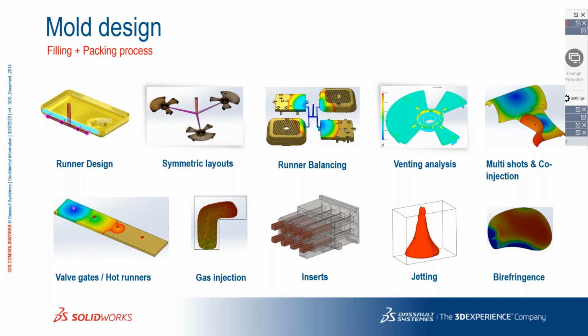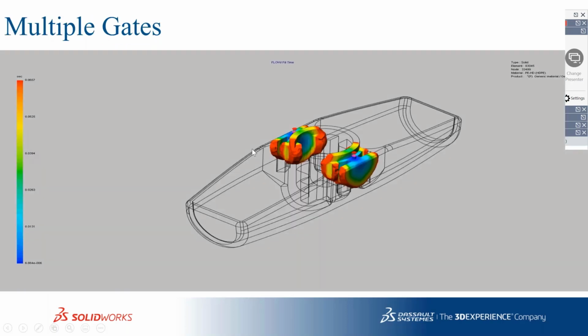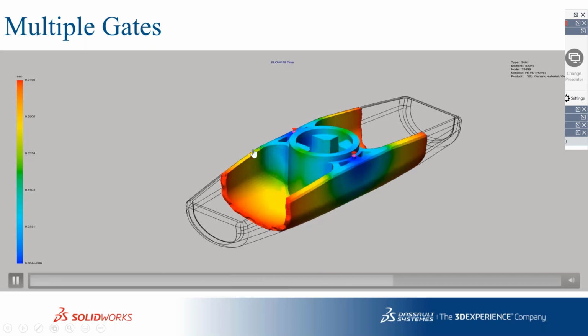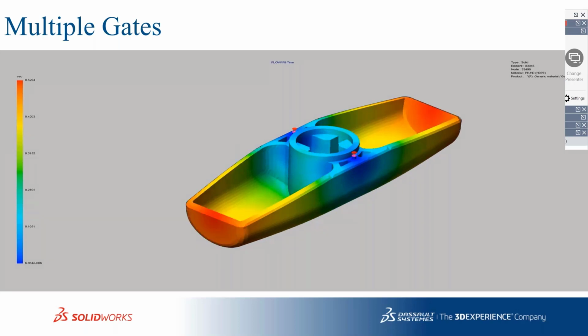And the jetting, which is the flow of the injection mold just like a jet, and it forms a different surface on the molding, and the pipe engines as well. So these are the things that come with the filling and packing process, which are very essential for the mold designer. So some examples here where we have multiple gates, which give us the flow and fill time.